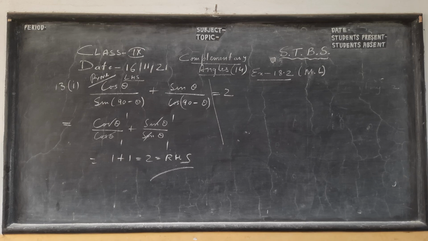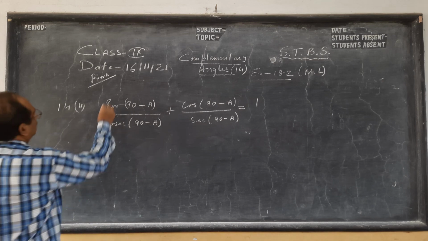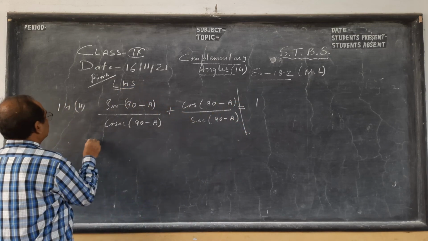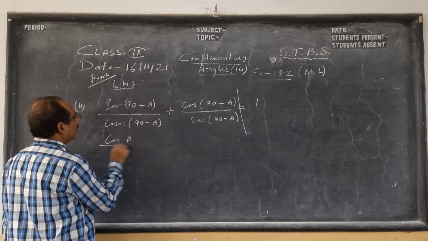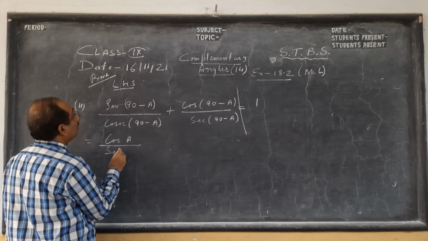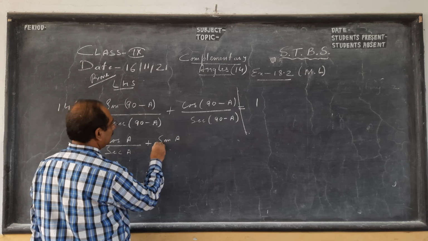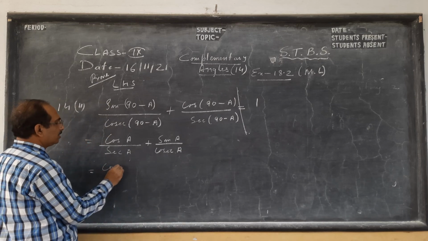Then we will move on to question number 14 part 2. So next we move on to 14.2. So simply what we do, we start with LHS. You don't write 1. You start with the LHS. So sin 90 minus theta is cos A. Cosec is sec. Cos is sin. Sec is cosec.